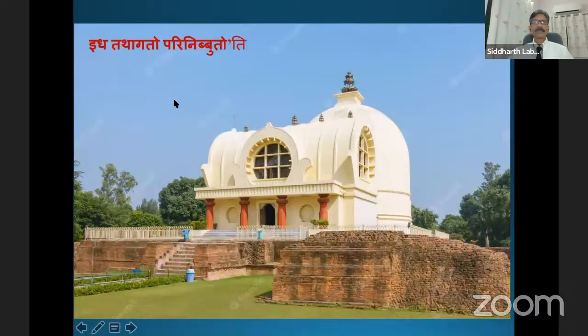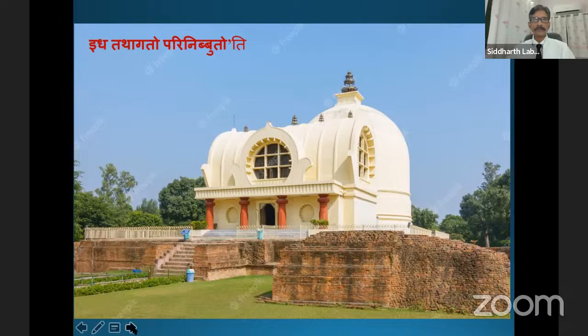And of course, last is the Idang Tathagato Parinibbuto. Here the Tathagata has taken the Parinibbana. So the Tathagata's passing away is called the Mahaparinibbana. The passing away of any Arhat is called Parinibbana, and when the Buddha passes away, it is called the Mahaparinibbana.